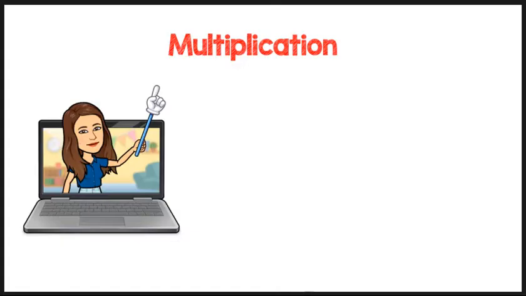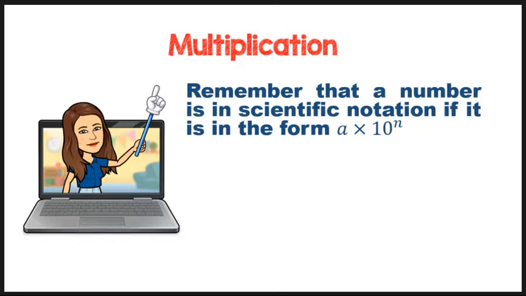So let's start. For multiplication, you have to recall that a number is in scientific notation if it is in the form a times 10 raised to n. And it is in the standard form of scientific notation if a is between 1 and 10. It can be equal to 1, but it cannot be equal to 10.